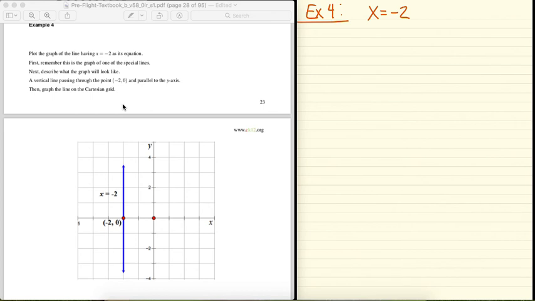This is actually an example of a vertical line because it's just x equals some constant number, in this case, -2. So I don't need to create an input-output table, and I am right off the bat going to start by graphing.